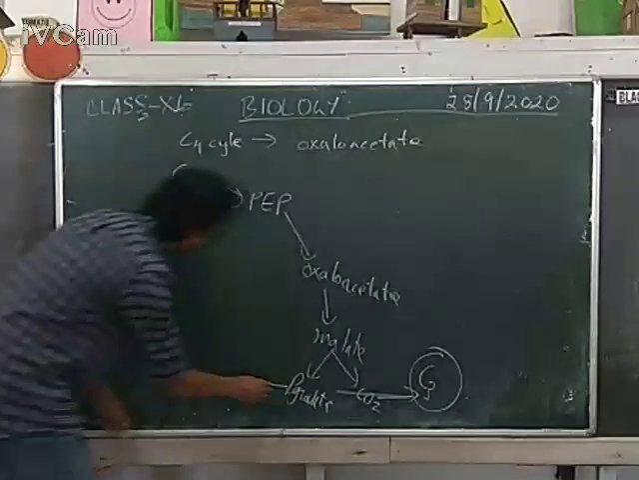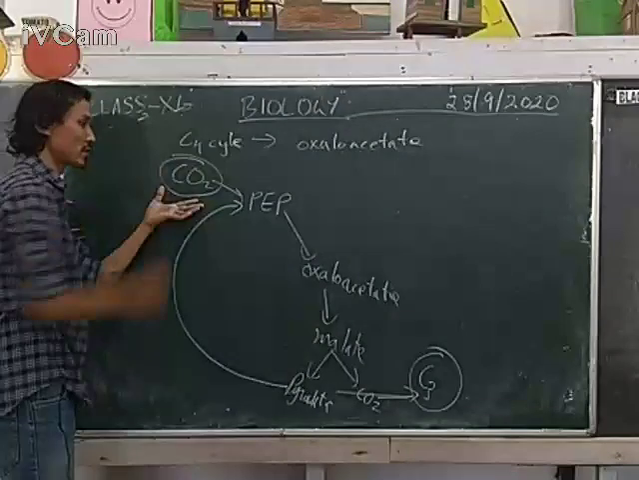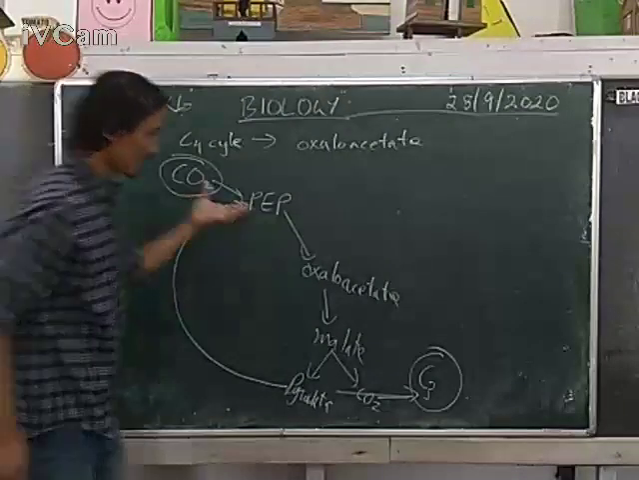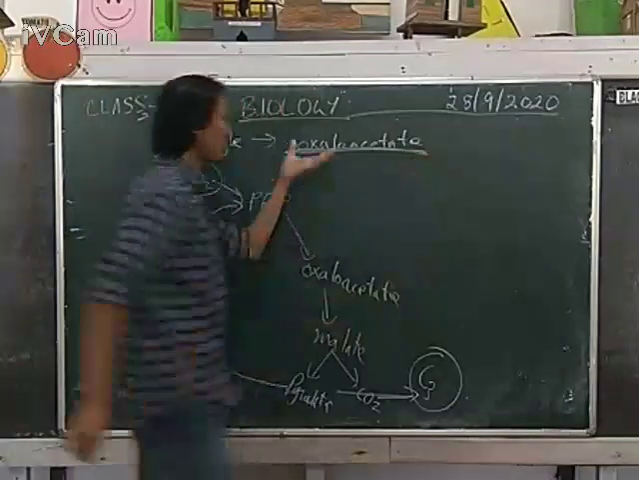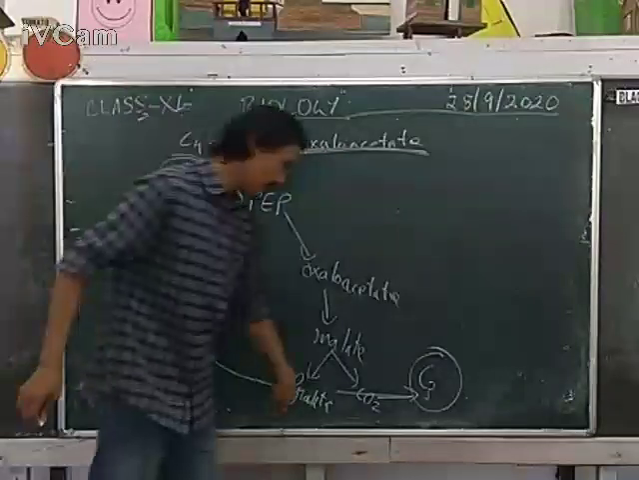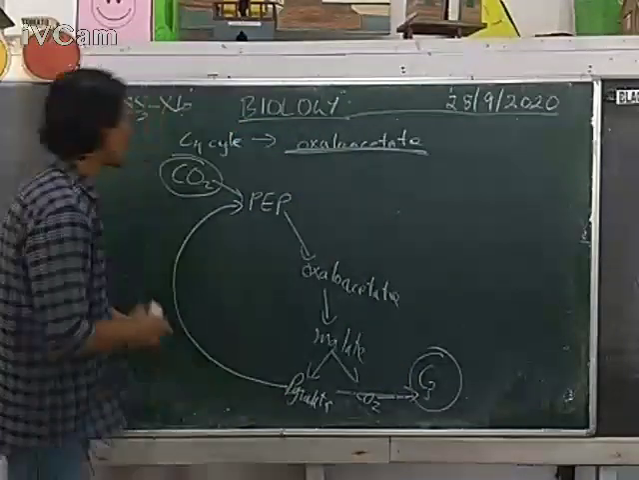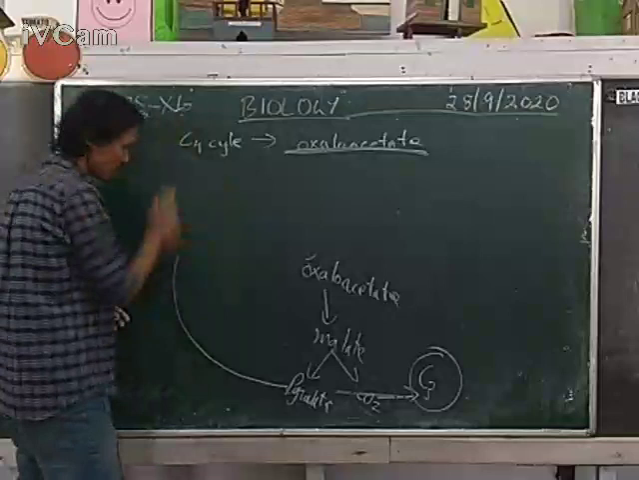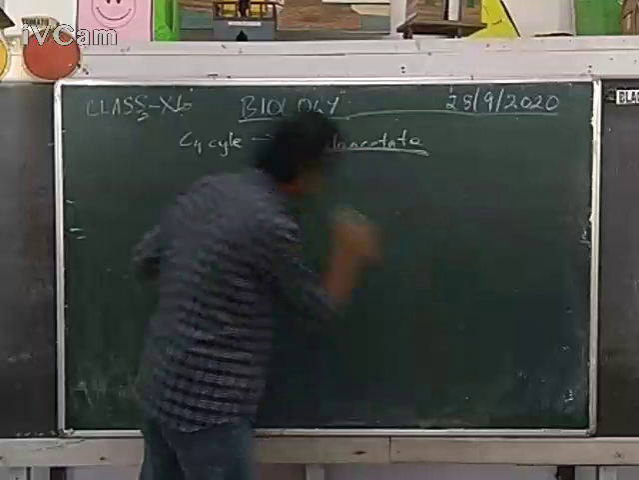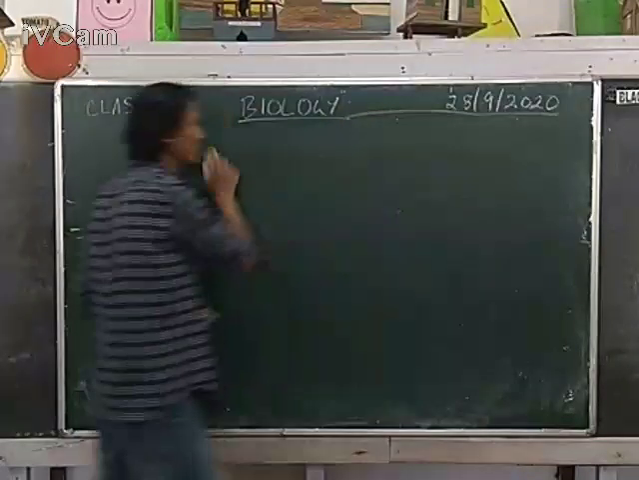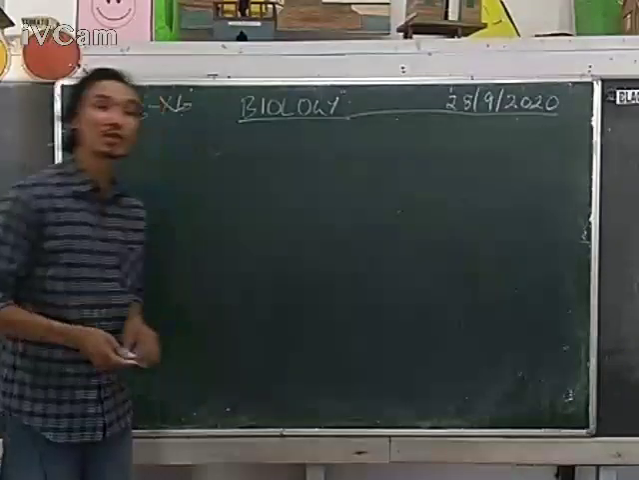this pyruvate again undergoes a cycle forming phosphoenol pyruvate, which again combines with carbon dioxide. So in the C4 cycle, the first product formed is a 4-carbon compound called oxaloacetate. It ultimately undergoes a series of reactions forming pyruvate and carbon dioxide, and the free carbon dioxide again enters the C3 cycle. Now, the C4 cycle is important because plants which perform the C4 cycle are capable of performing photosynthesis even when the stomata are partially open. Such plants are very helpful in areas where drought is common.